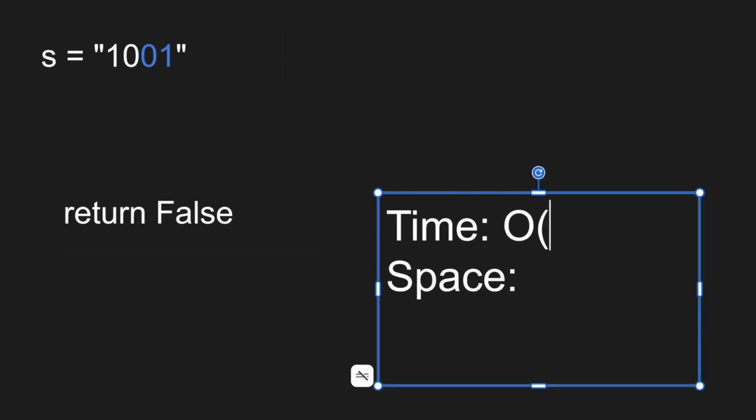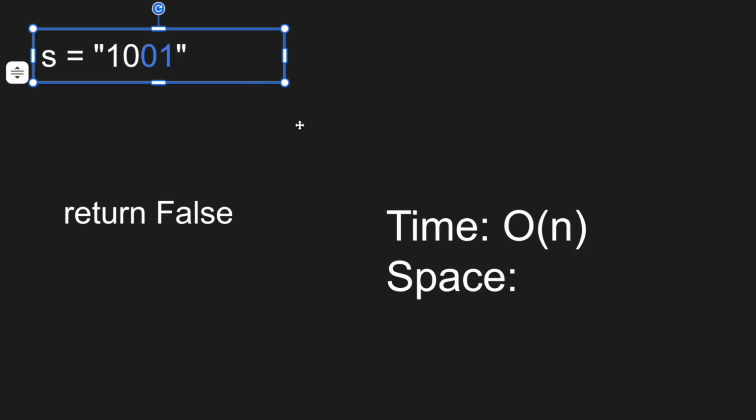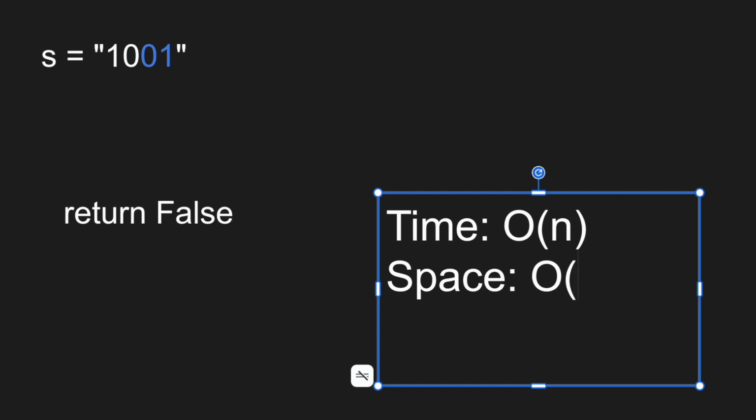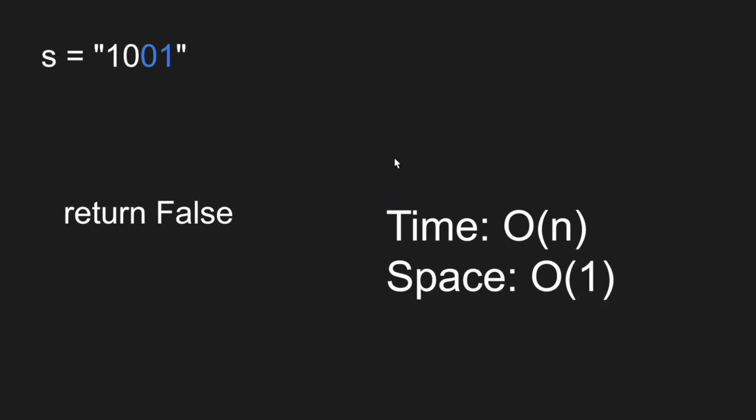And the time complexity would be O of n, where n is the number of characters in the string, because that will be the number of characters that we will have to look through. And the space complexity would be O of 1, because we're not using any extra space. So now let's get to the coding part.